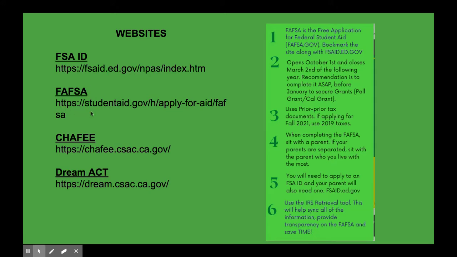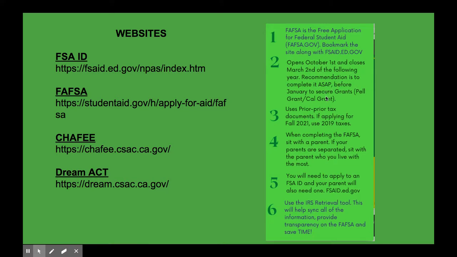The FAFSA is where you submit your financial information, and the website is studentaid.gov. And then the SHAFE is if you're a student that's in foster care, you can also apply to the SHAFE in addition to FAFSA at shafe.csac.ca.gov. If you are a student that's undocumented, you would be filling out the DREAM Act application, which is dream.csac.ca.gov.